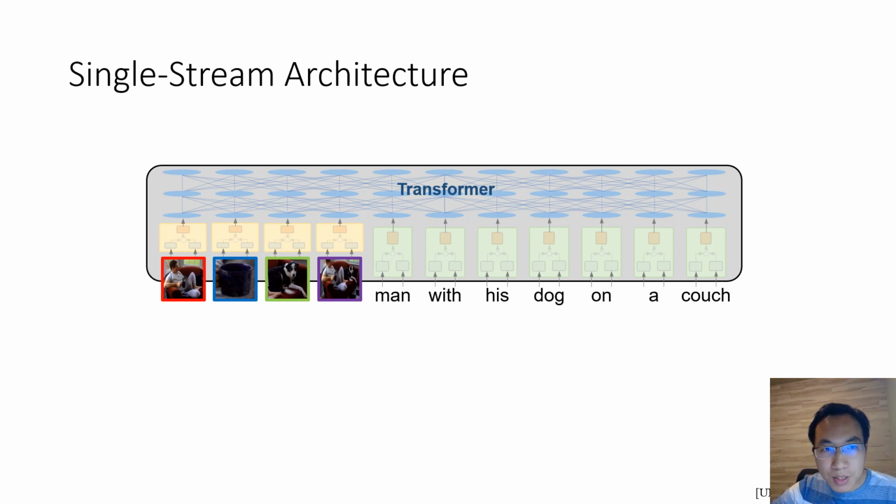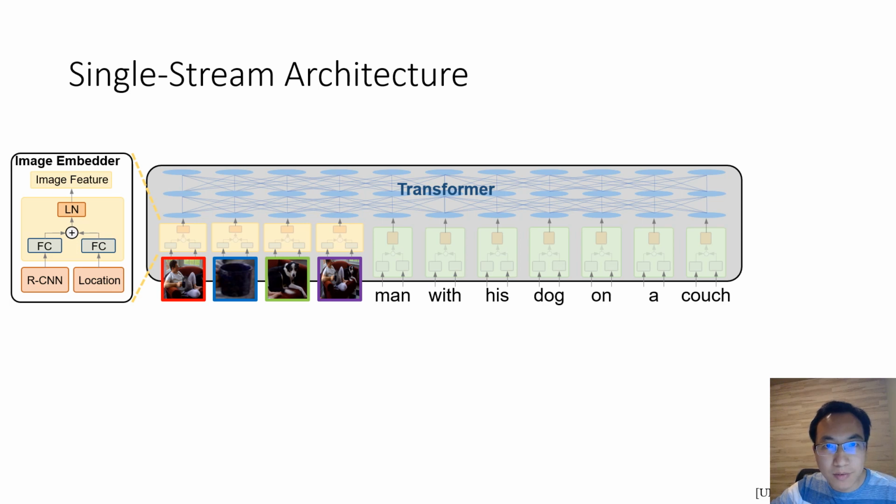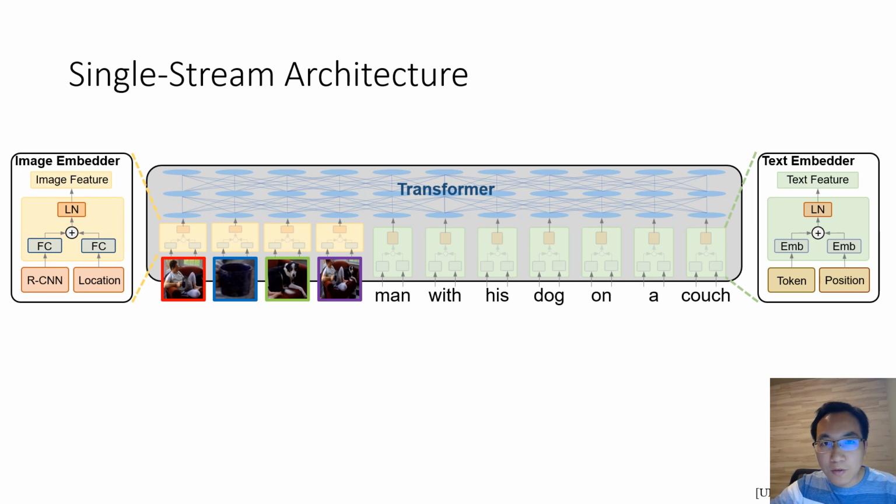UNITER is a one-stream model architecture, and specifically we will first have an image embedder. First we use Faster R-CNN to extract the visual feature for each region, and we also encode the location feature for each region via a 7-dimensional vector. Both the visual and the location feature will be fed through a fully connected layer. Then they will be summed up and go through a layer normalization layer. The text embedding part is very similar. Basically, we sum up both the token embedding and the positional embedding, then pass through a layer normalization layer.